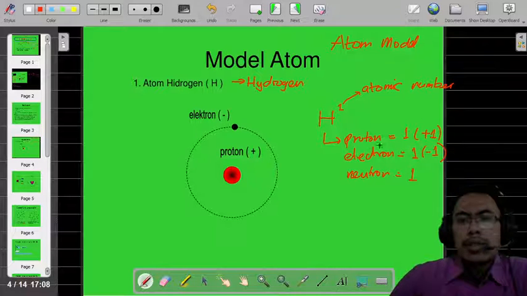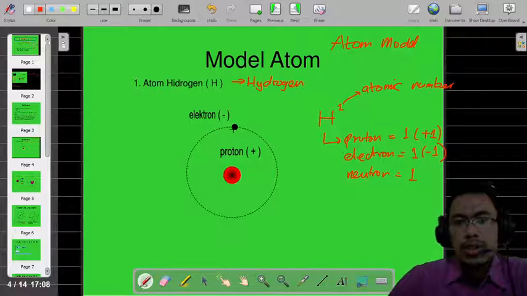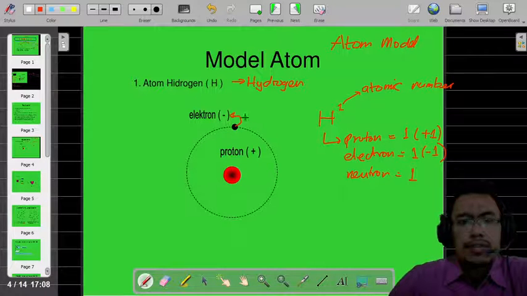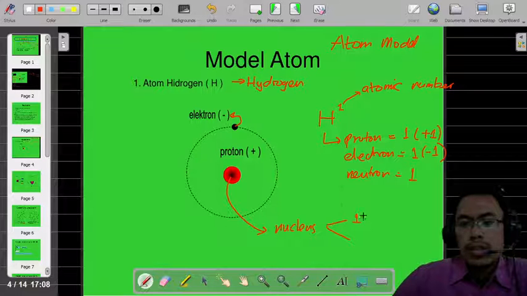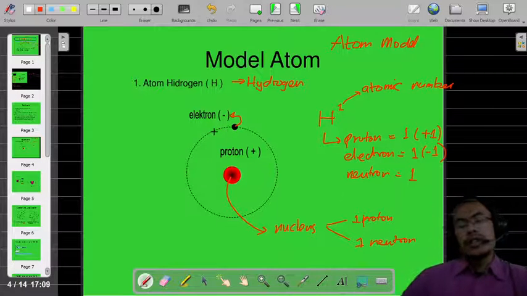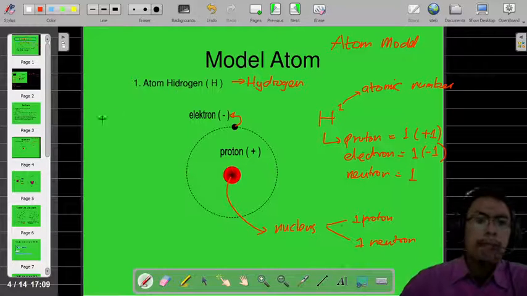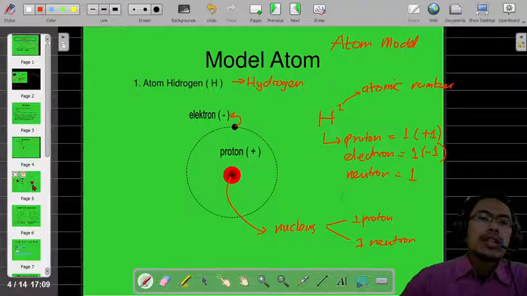And because the electron here is one, the number of electrons on the shell is also one. So this is the electron. And inside the nucleus, so this is the nucleus, it consists of one proton and also one neutron. So this is the representation of the hydrogen atomic model. Now let's continue to the next slide.